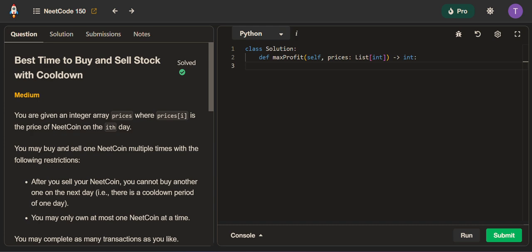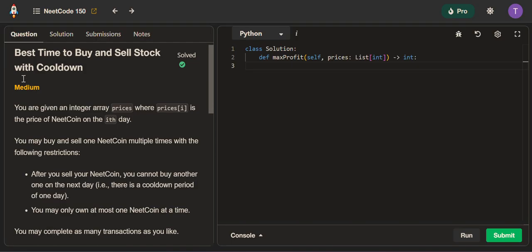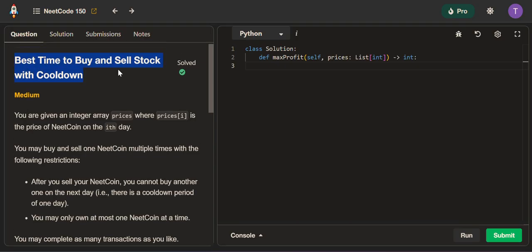This is problem 113 of NeetCode 150, Best Time to Buy and Sell Stock with Cooldown. In this problem, we can buy and sell multiple times. There's another problem like that that uses the two pointers technique, but this time we're going to use dynamic programming to solve this because it is more complex. Using only two pointers would just not be efficient enough to solve this.